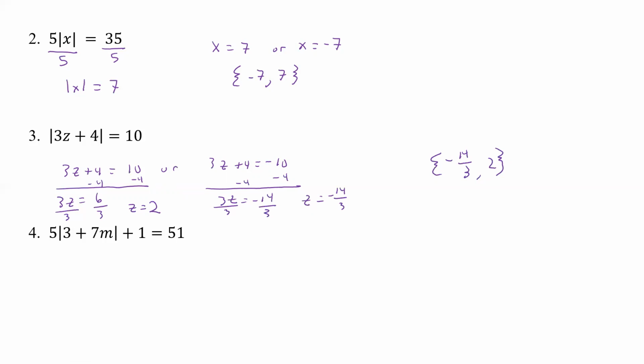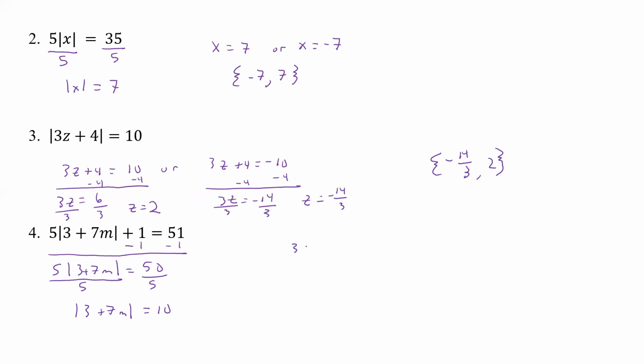Now, the next one, we have a lot to do. We have to do subtraction to get rid of that 1. And remember, we're doing PEMDAS in reverse order. So we do adding and subtracting first, and then we do the division, and multiplication next. So we'll first subtract 1. So 5 times the absolute value of 3 plus 7m equals 51 minus 1, which is 50. Now we have to get rid of that 5, so we divide both sides by 5. So the absolute value of 3 plus 7m equals 10.